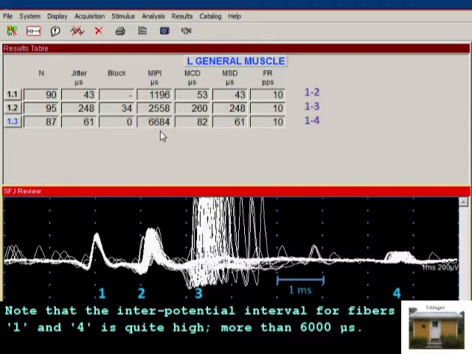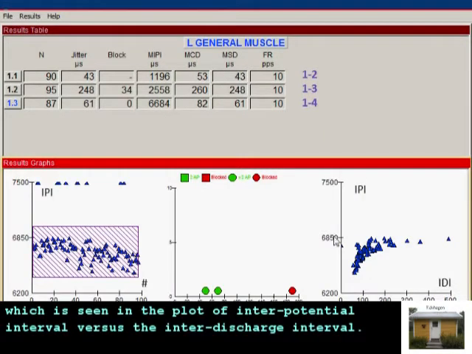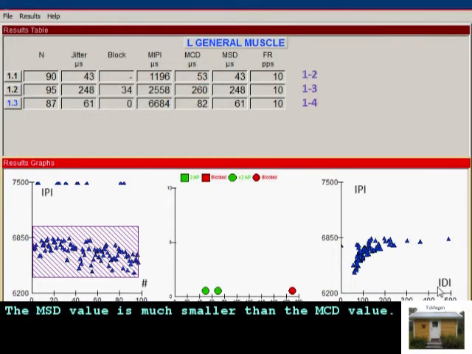With such a long interval, the jitter is exaggerated by the velocity recovery function, which is seen in the plot of the interpotential interval versus the interdischarge interval. The MSD value is much smaller than the MCD value.